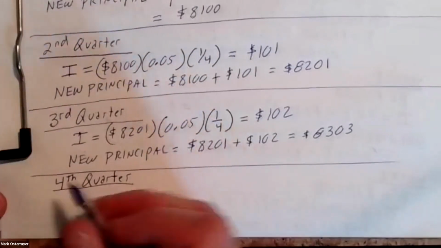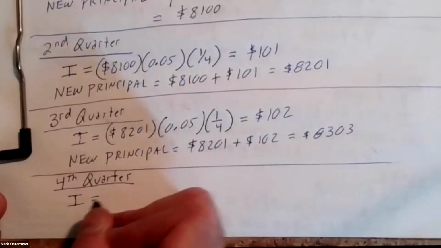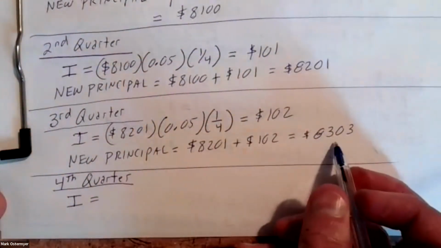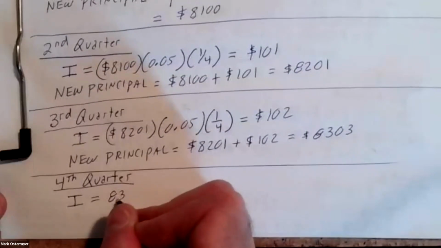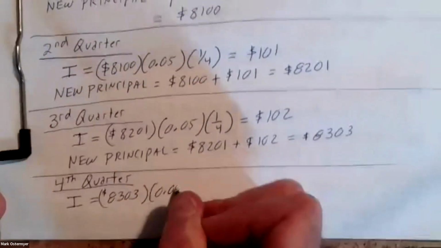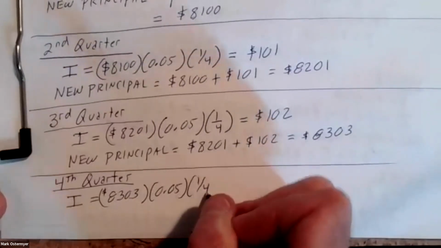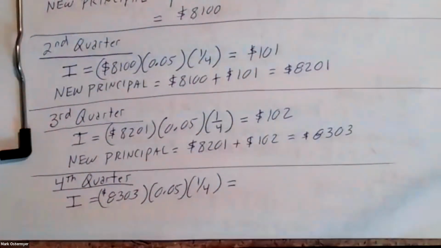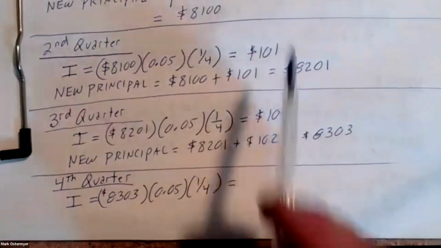All right, during the fourth quarter, what amount of interest is going to be computed? Well, we take the new principal, which is 8303, multiply it by 0.05 times 1/4 more. Get on your calculator and tell me, ladies and gentlemen, how much interest is computed finally for the fourth quarter of the year. And it should be larger than 102. Notice the interest. 103. $103.